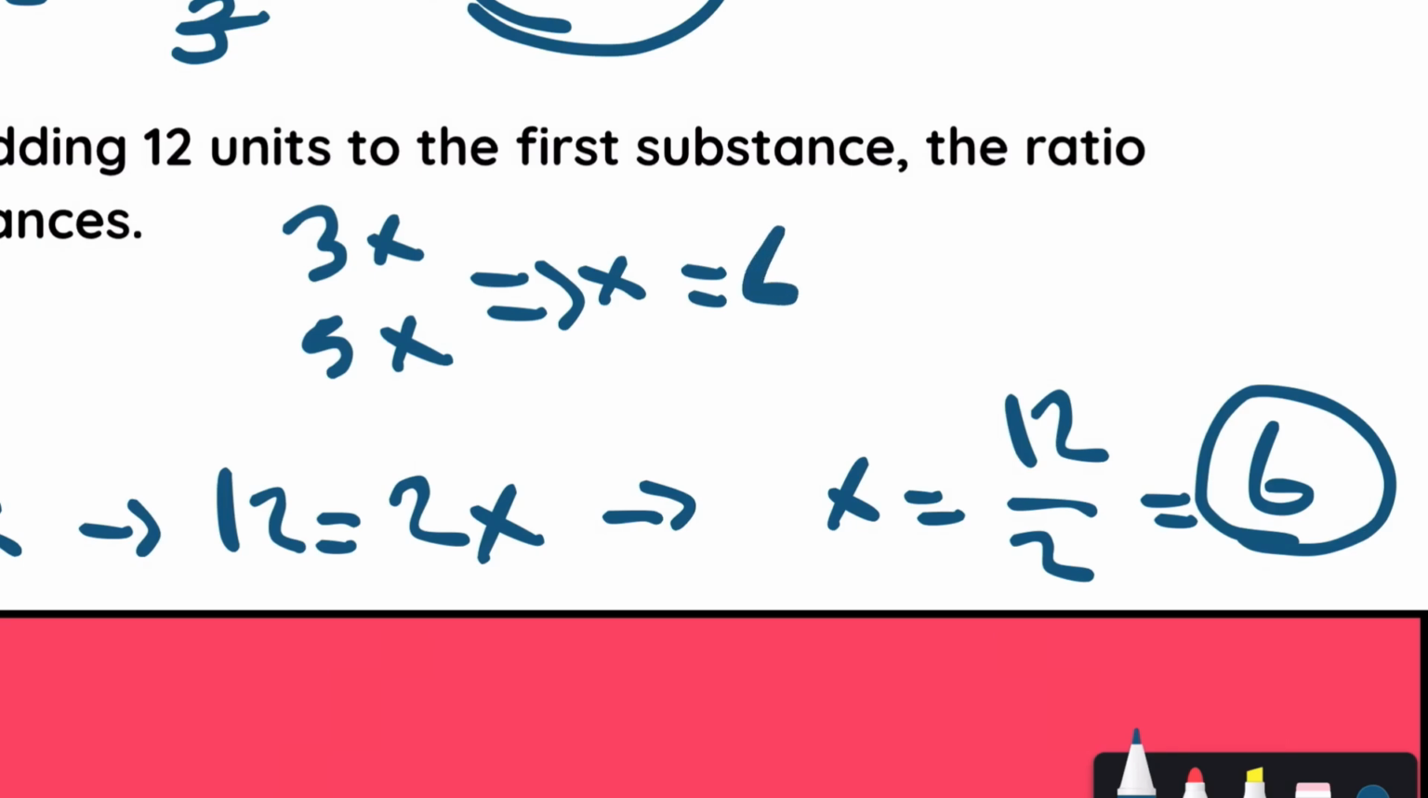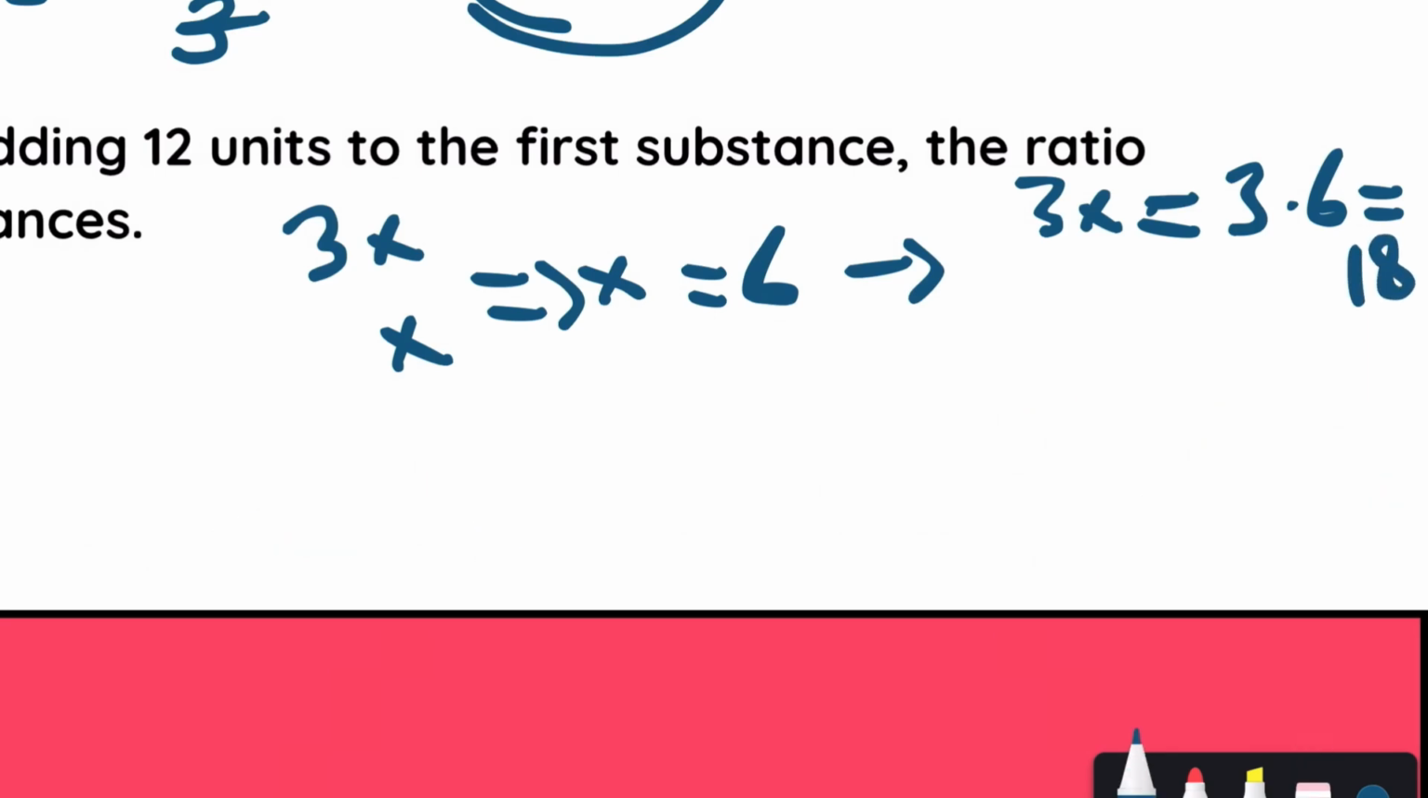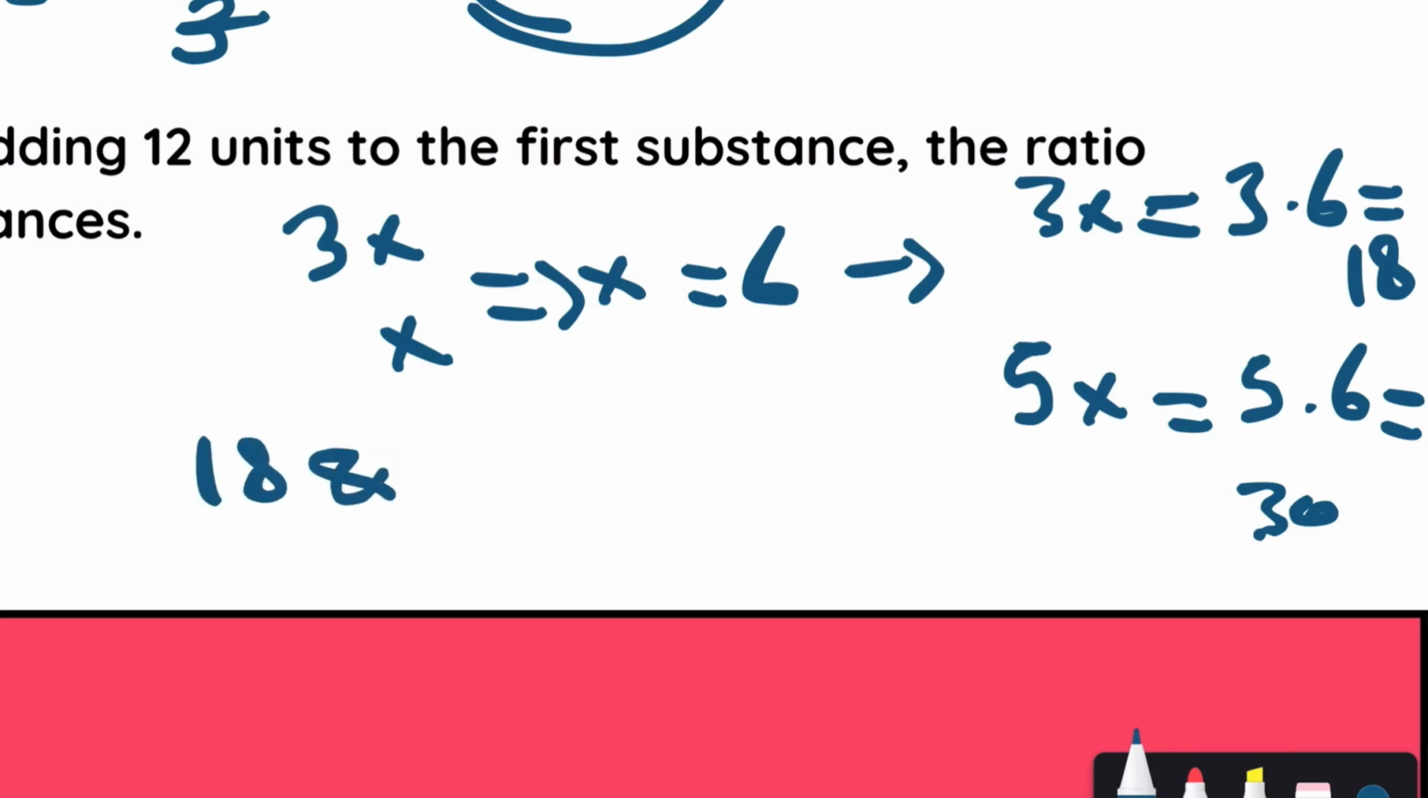Now I need to multiply them by 6 only. So 3x multiplied, I can write it like this. It's okay. 3x equal to 3 times 6, which is 18. Okay, this is getting a little bit messy. Let me erase these. And 5x equal to 5 times 6, which is equal to 30, right? So the quantities are 18 and 30.